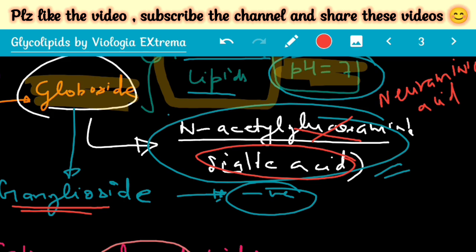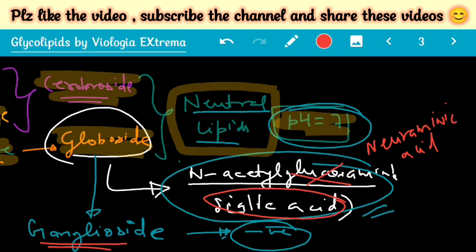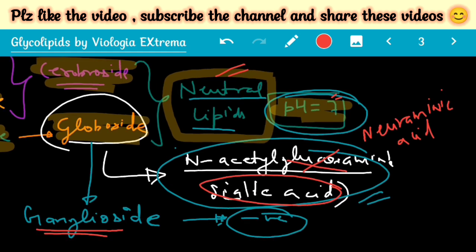Previously we said that globoside and cerebroside are called neutral lipids because at pH 7 they are neutral, uncharged. But due to the addition of the sialic acid, this globoside is now called a ganglioside, and it is negatively charged. You can guess which part this negative charge is coming from. It has acquired this negative charge from the sialic acid. So I think this much is clear.